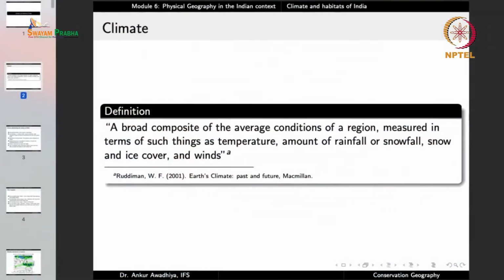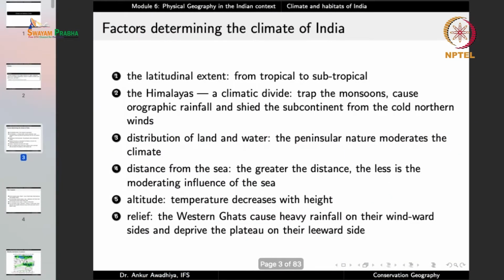Towards the west, we have the Thar Desert, where we have the Aravalli Hills, which are located in the southwest to northeast direction. And that has also got a lot of bearing on this area receiving a lesser amount of rainfall. So if we look at the conditions of climate, there are several factors that determine the climate of India.